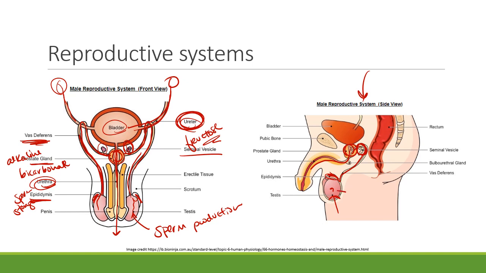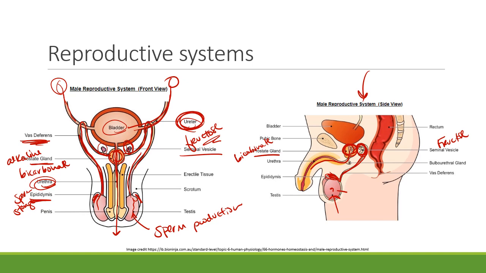Again, remember sperm production, sperm storage, sperm transportation. Seminal vesicle's job is to produce some fructose so that the sperm have lots of sugar to make some ATP. And the prostate gland's job is to make that bicarbonate, which is going to neutralize the acidity of the vagina's environment.